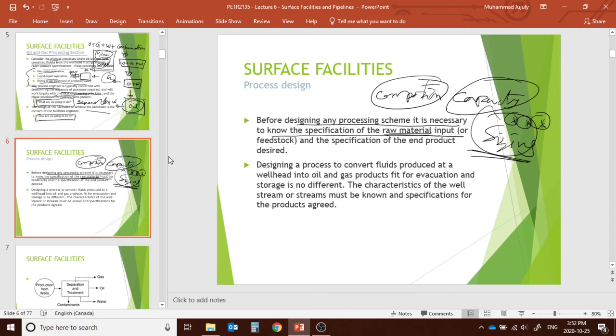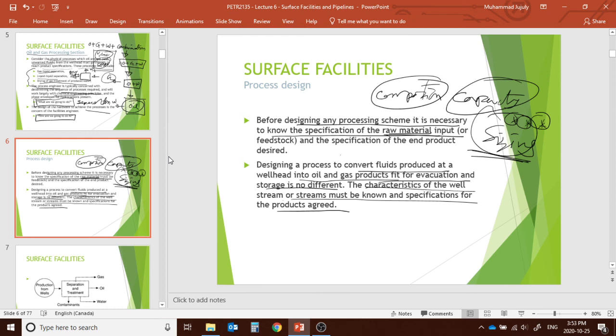So designing a process to convert the fluids produced at the wellhead into oil and gas products fit for evacuation and storage is not that different. Okay, there is no difference actually. The characteristics of the oil stream must be known, as the specification for the products must be agreed. What does that mean? That means your clients, I mean, you are the producer of the oil.